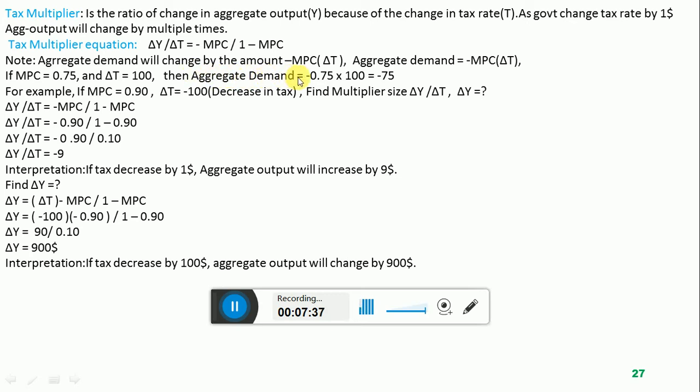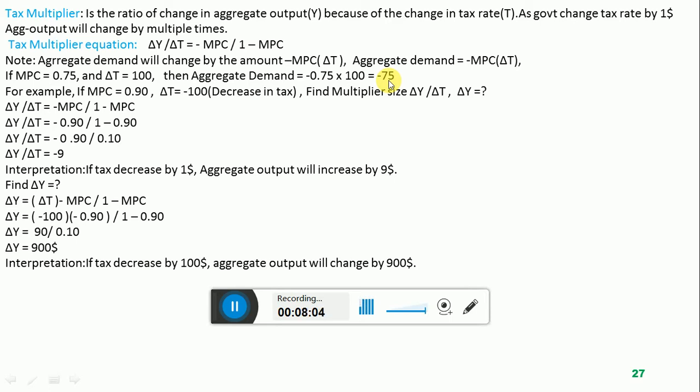Then aggregate demand is equal to MPC, minus 0.75, multiplied by the change in tax, $100 million, and this is equal to minus 75 million. It means that when the government of Afghanistan increases taxes by $100 million, aggregate demand will decrease by $75 million.